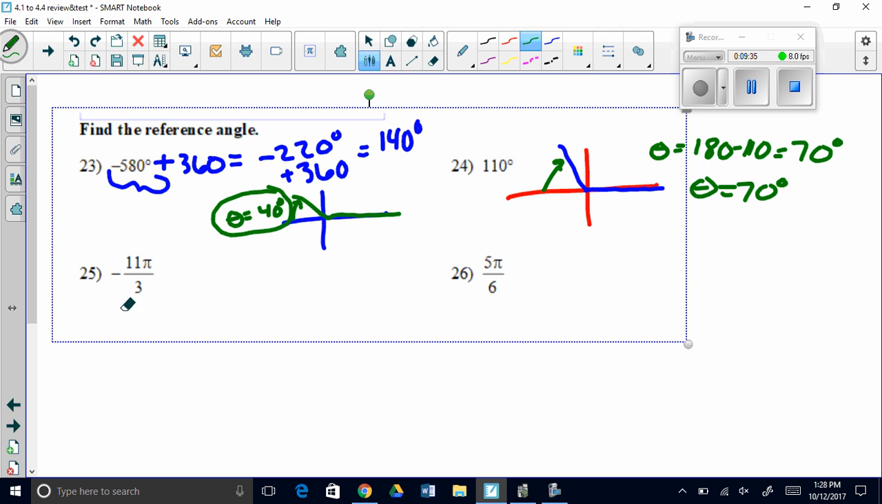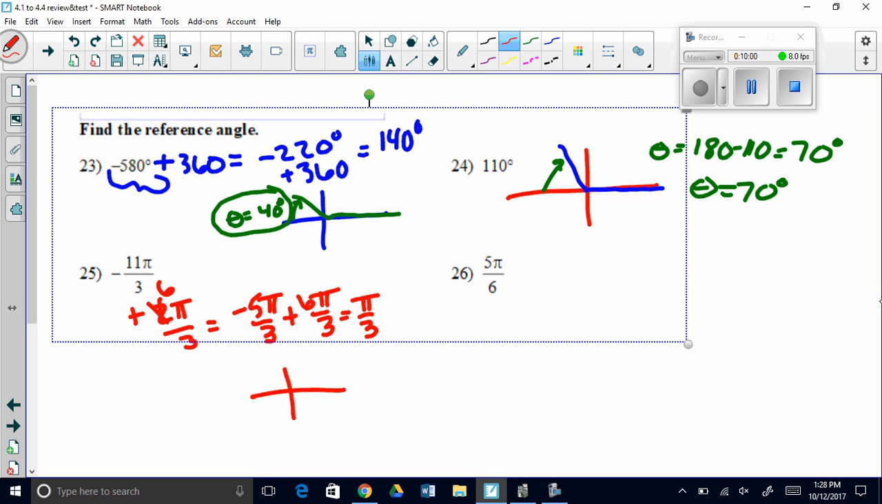Now, negative 11 pi over 3. And that one's another one. I'm not really sure where that is on the unit circle. So let's add 2 pi, which is really adding 6 pi over 3. And if I add 6 pi over 3, that gives me negative 5 pi over 3. And that's not really enough, so I'm going to add 6 pi over 3 again. And lo and behold, I get 1 pi over 3. Well, 1 pi over 3 is an acute angle, right? It's only 60 degrees. So that is my reference angle, pi over 3.